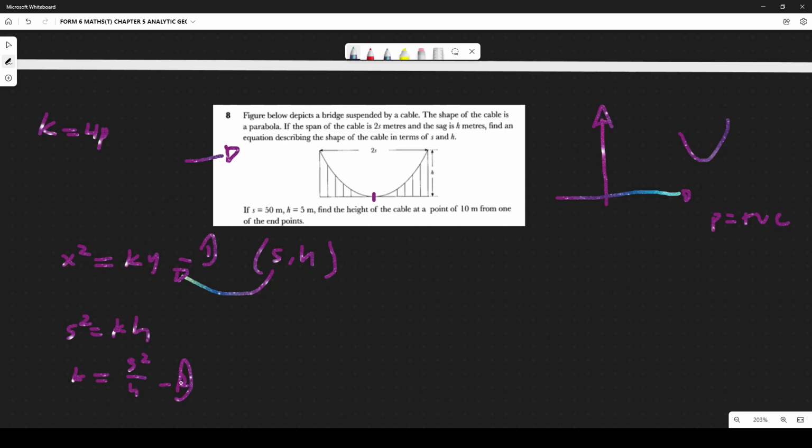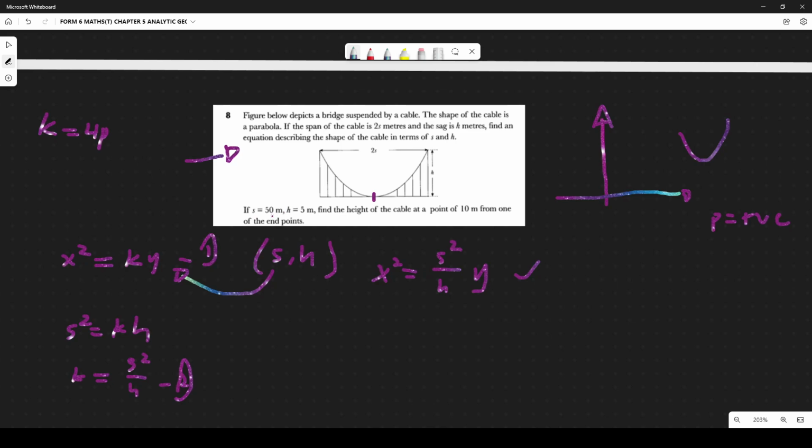Then the required formula is x squared equals s squared over h times y. I just want to keep it simple like this. You can just write this as a final answer. This should be fine. You don't have to think too hard for these types of questions. So let's go to the second part of the question.